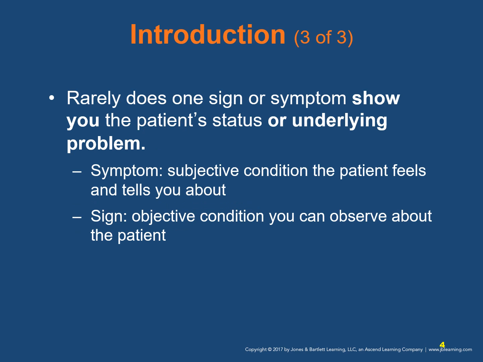Rarely does one sign or symptom show you the patient's status or underlying problem. A symptom is a subjective condition that the patient feels and tells you about. A sign is an objective condition that you can observe or measure about the patient.